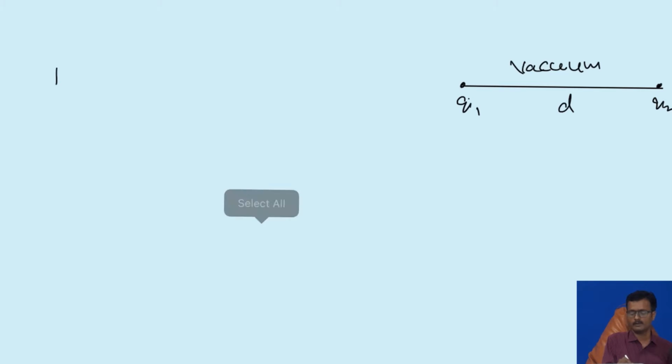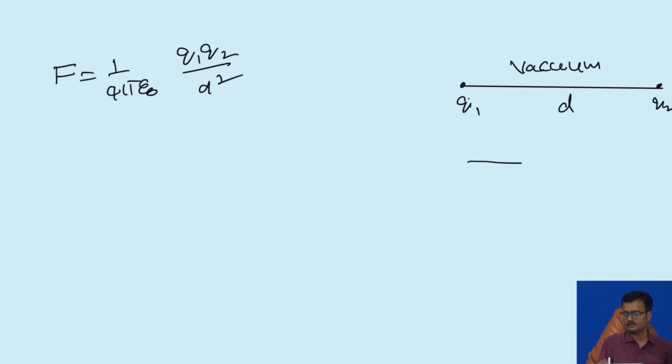Suppose Q1 and Q2 are two charges, there is no medium, that is the vacuum, and the distance between them is d. So what is the force formula? F is equal to 1 by 4 pi epsilon naught Q1 Q2 by d square. Suppose Q1 Q2 are two charges and a dielectric material is placed between them.